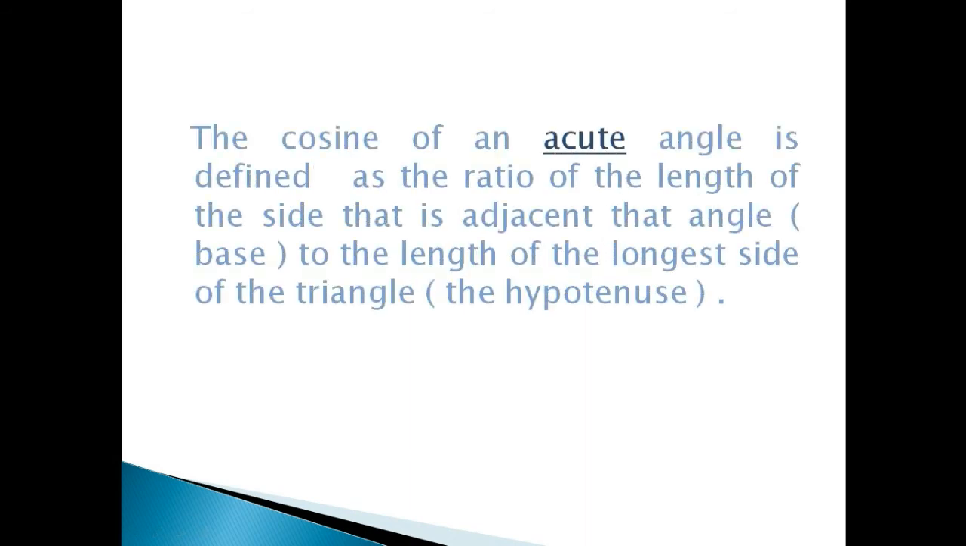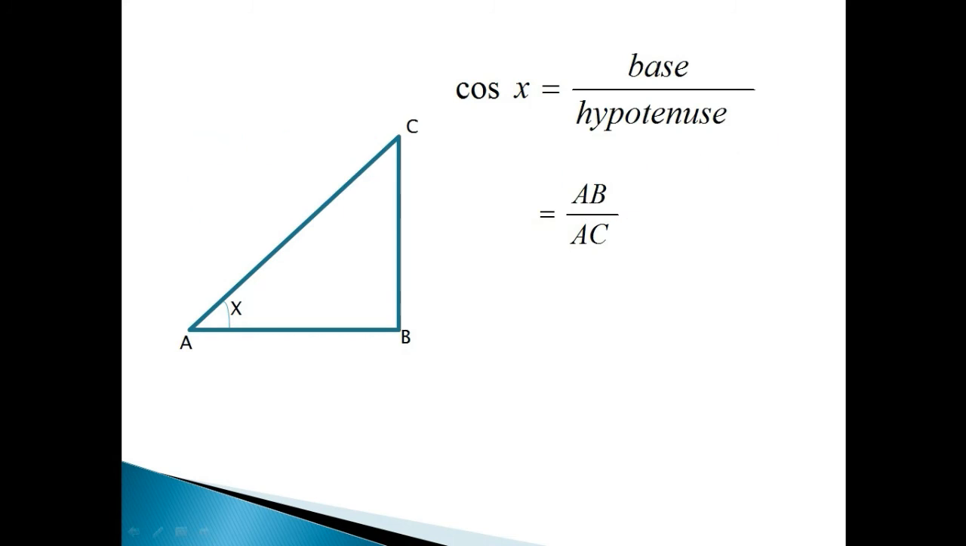Now we are done with sin x, so we take a look at cos x. The cosine of an acute angle is defined as the ratio of the length of the side that is adjacent that angle to the length of the longest side of the triangle. Now we take a look at the diagram. Here cos of angle x is equal to base over hypotenuse, which gives cos x is equal to AB over AC.